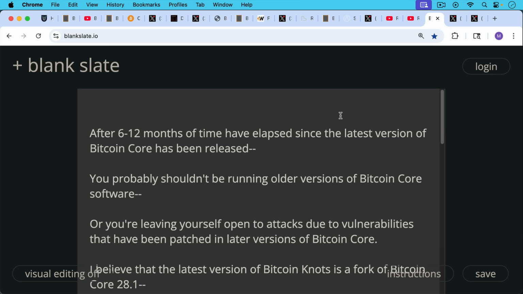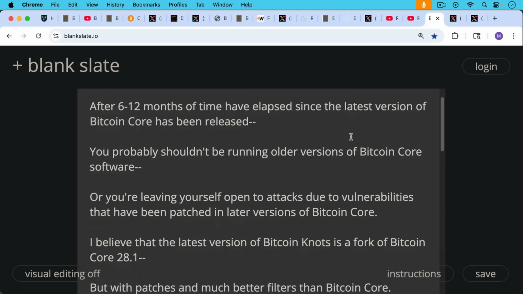Some people have been asking me if they should just keep running old versions of Bitcoin Core software. After 6 to 12 months have elapsed since the latest versions of Bitcoin Core have been released, you probably shouldn't be running older versions of Bitcoin Core software, certainly not past, call it, 24 months, or you're leaving yourself open to attacks due to vulnerabilities that have been patched in later versions of Bitcoin Core.